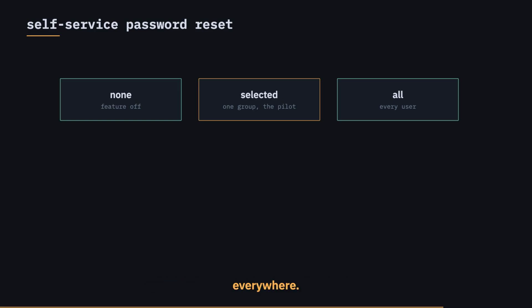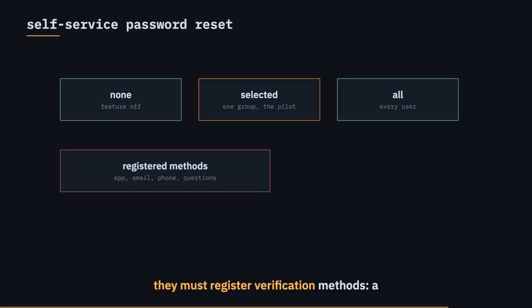on everywhere. Before a user can reset anything, they must register verification methods: a notification or code from an authenticator app, an email address, a phone call or text, or security questions. Registration is usually combined with multi-factor sign-up, so users only go through it once. Policy decides how many methods they must register and how many they must present at reset time. Requiring 2 methods to reset is the common, safer configuration.